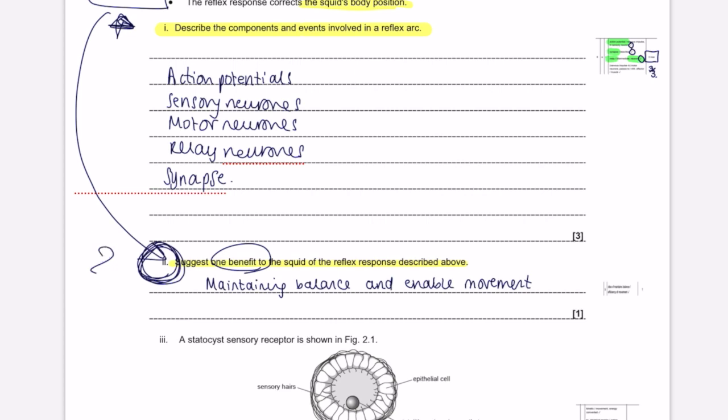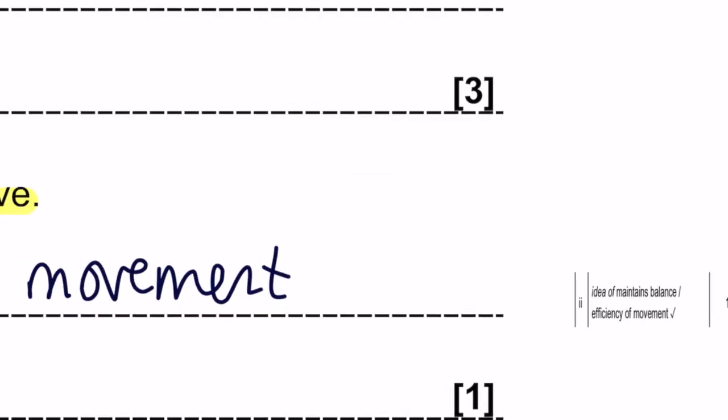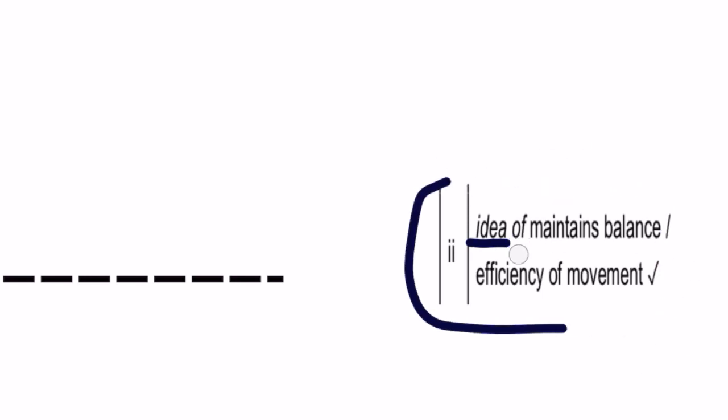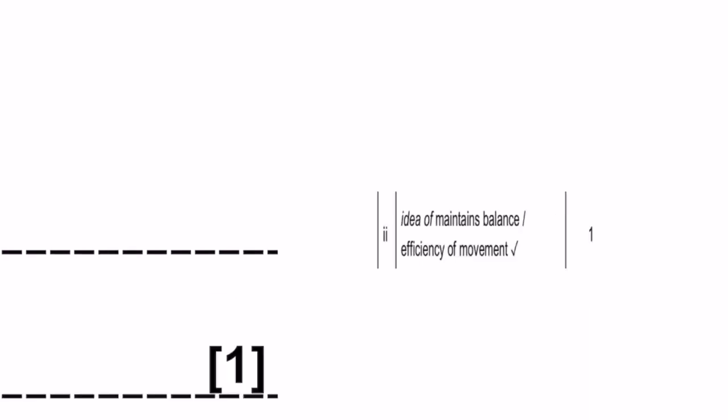So let's check the answer. What does it say? Okay, the idea. You see, when they say the idea of, that essentially means that if you have something similar to maintains balance or efficiency of movement, then you will still get the mark. You don't need it word for word as written in the mark scheme here, but it needs to be of a similar idea, concept to what's written.